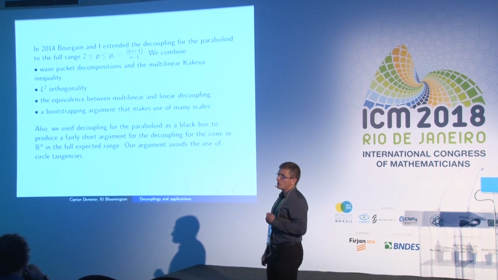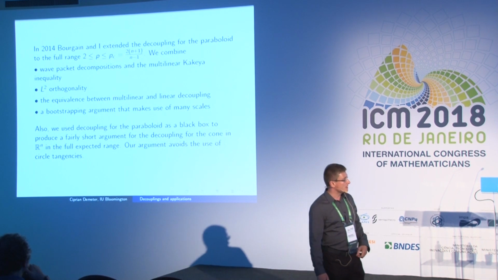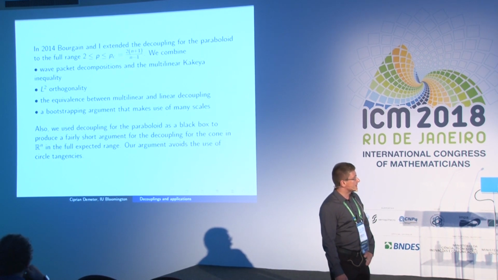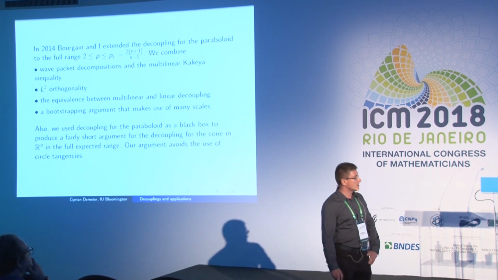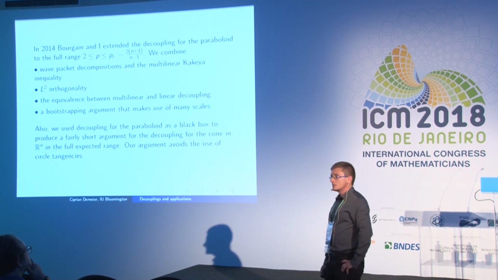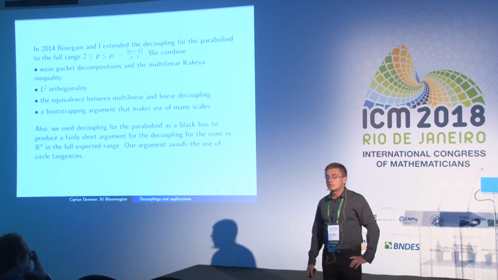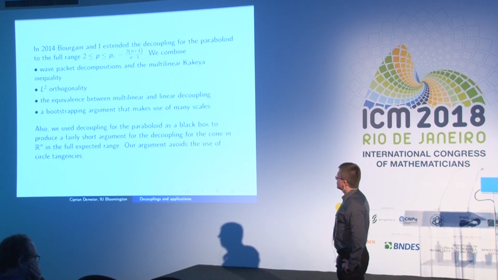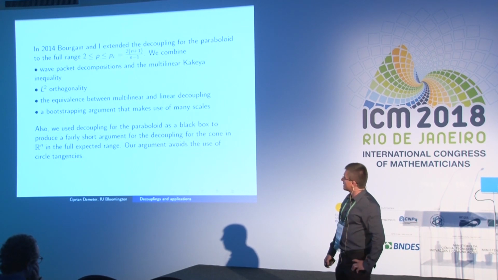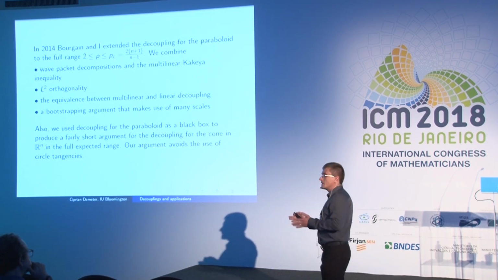So one of the surprises that came around the same time, after we solved the paraboloid, we also realized that we can use the result for the paraboloid as a black box to actually answer Tom Wolff's original question. He was interested in the cone. And we managed to prove the sharp decoupling for the cone in all dimensions using just a slicing argument.